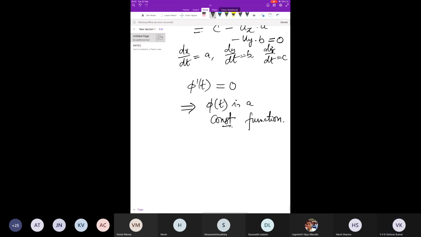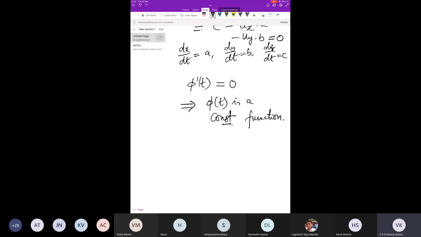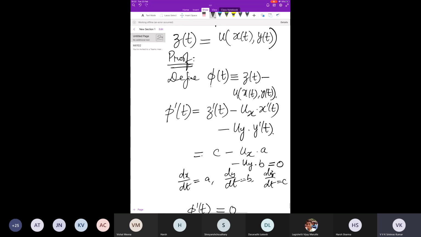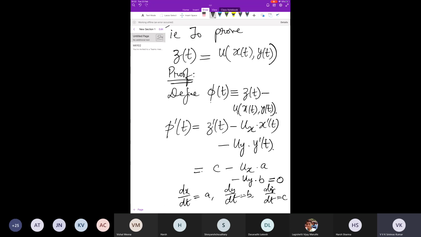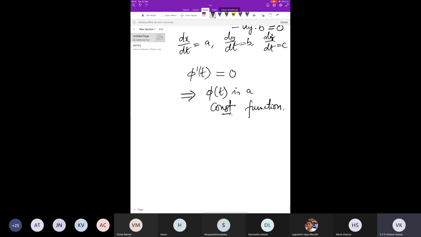Constant function. Now, if we prove that it is just 0 at one point, then it is identically 0. That's what we want to prove. We want to prove that if we define it like this, to prove this is equal to this, we have to prove that phi of t is identically 0. Phi prime of t first became 0, so it is a constant function.